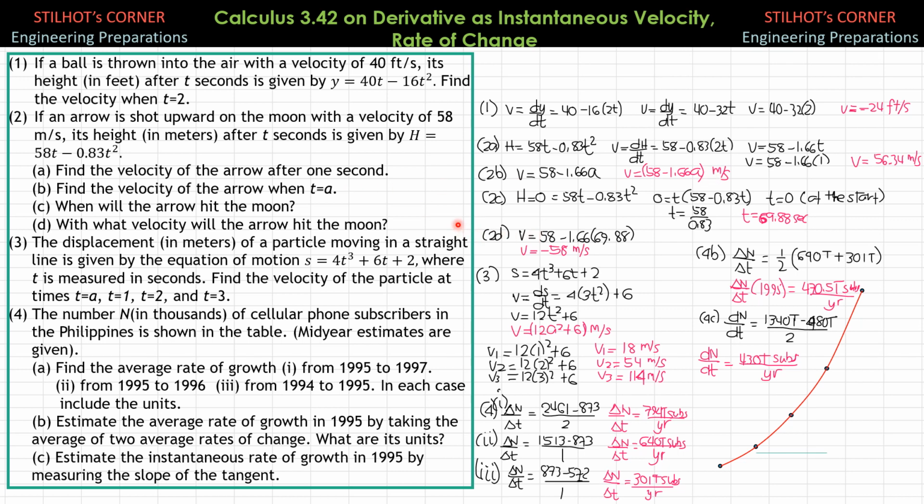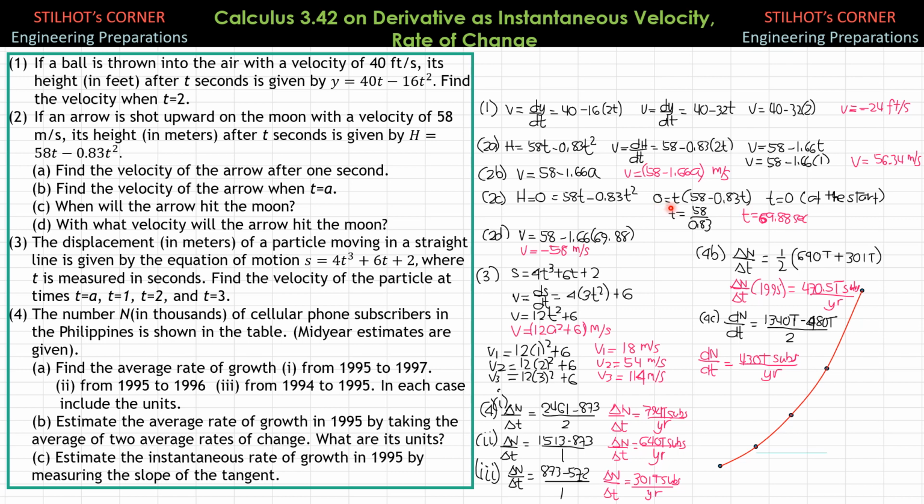So it is projected upward and it will go back after it reaches the highest point. So the arrow will hit the moon when h is 0, when it is again 0. So from the formula h equals 58t minus 0.83t squared, we equate it to 0 and we factor out t. So we have t times quantity 58 minus 0.83t.